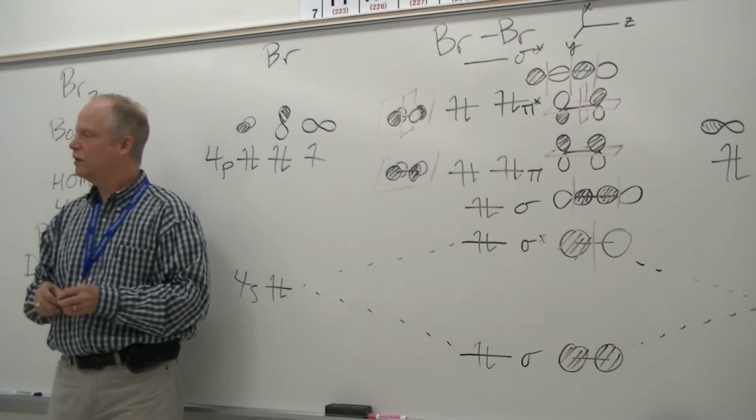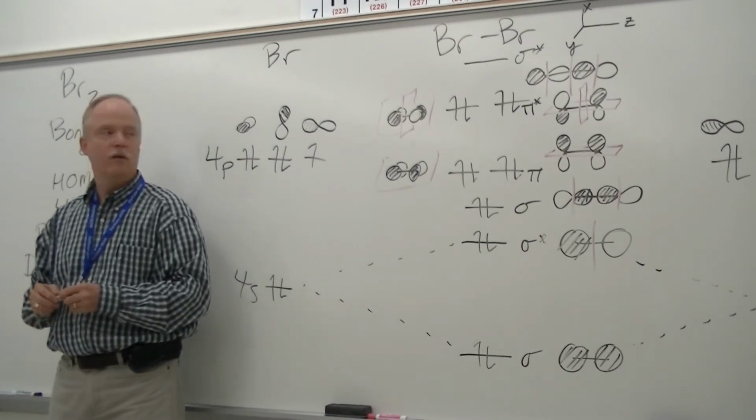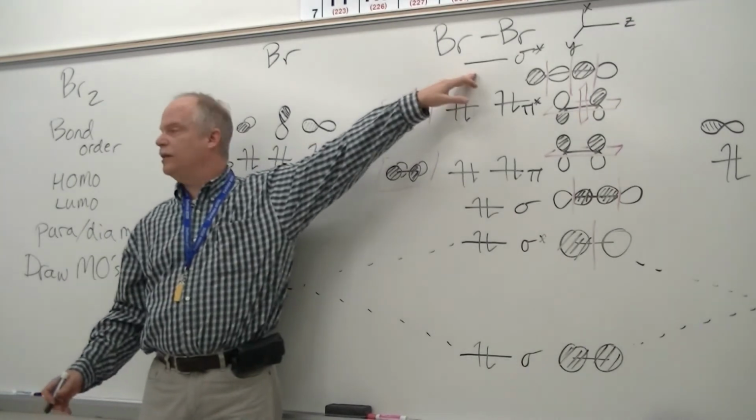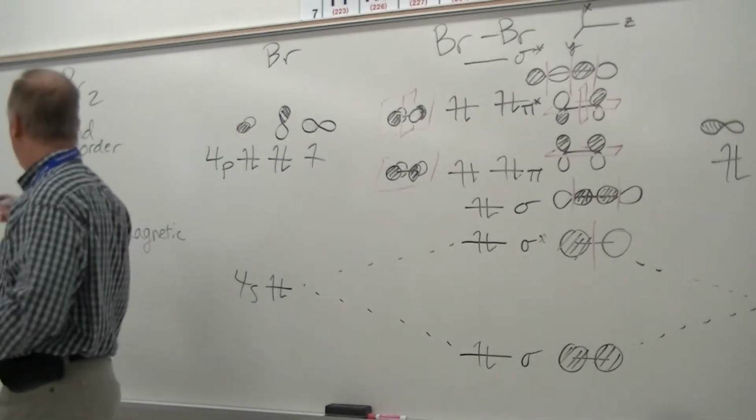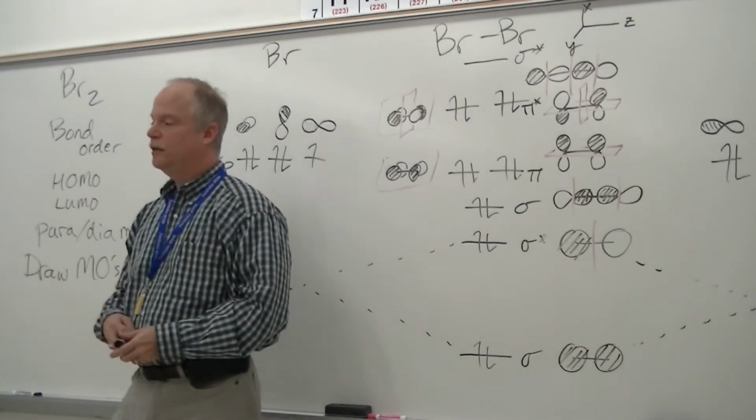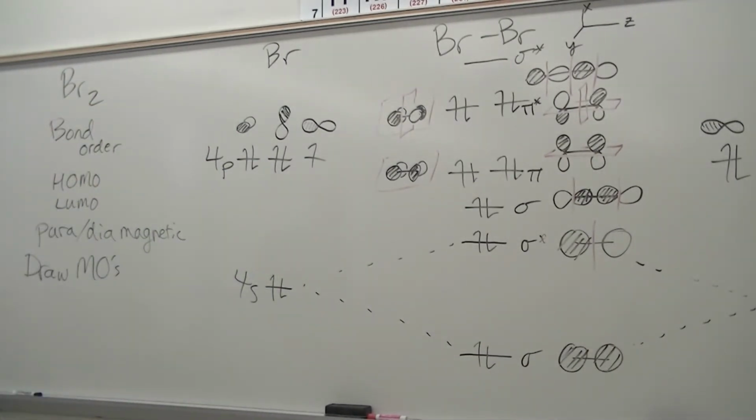There's no one up there, but it's not excited to the sigma. Right, so there's an empty antibonding orbital up there. And so then we get to our HOMO-LUMO labeling, if we wanted to label that. This is where a separate color helps.